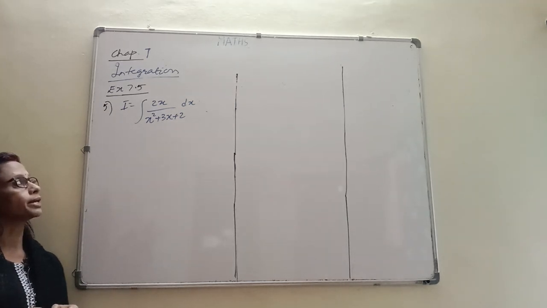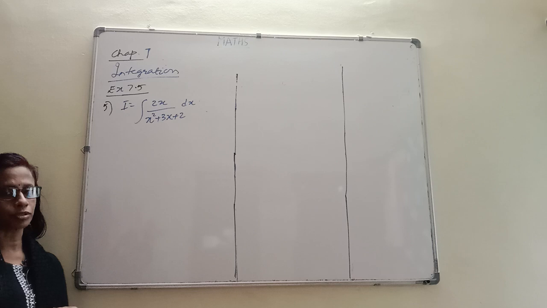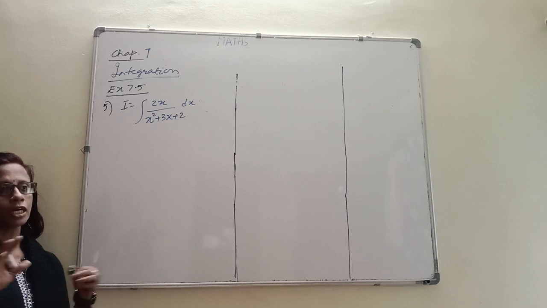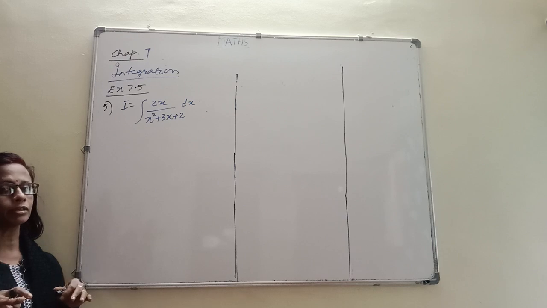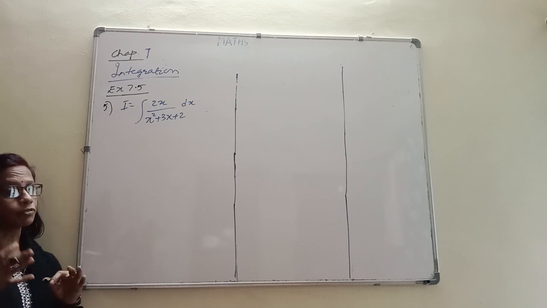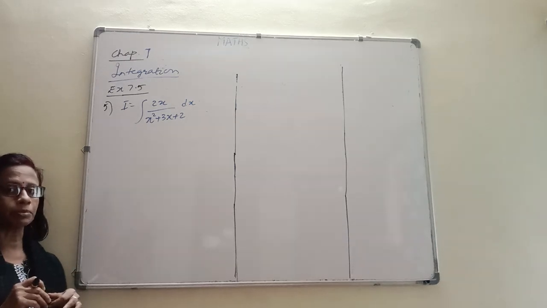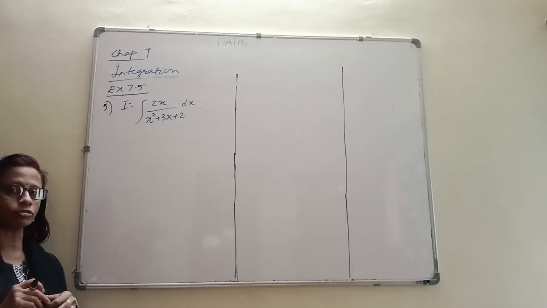denominator is a quadratic, so you could have gone in for a substitution. It would help you, not directly, but then find out the derivative and try to arrange the numerator in terms of the denominator, in terms of the derivative of the denominator, and so on. That we have done in the previous exercise. You can try that method also, that will also work.